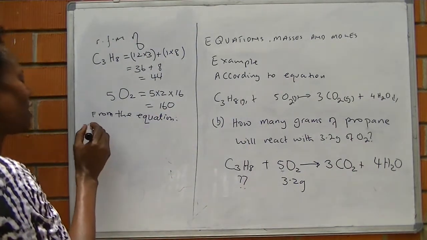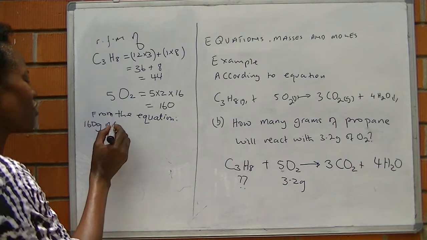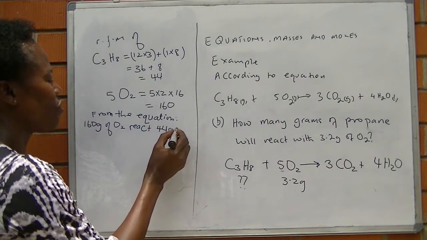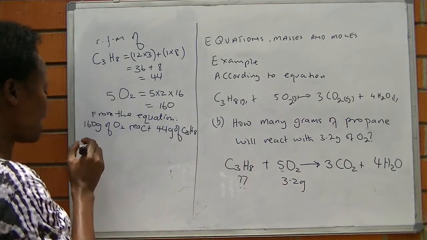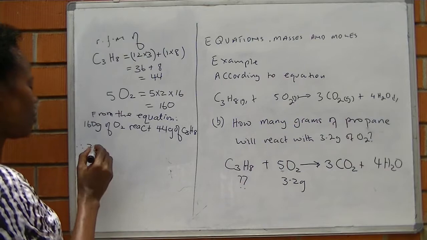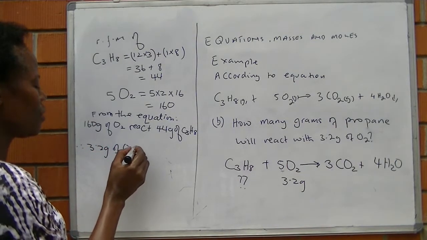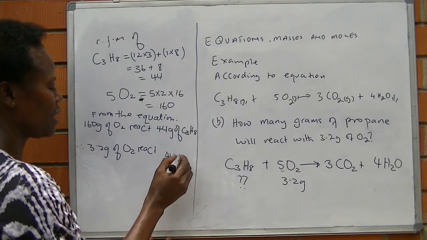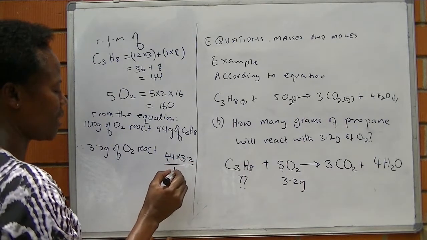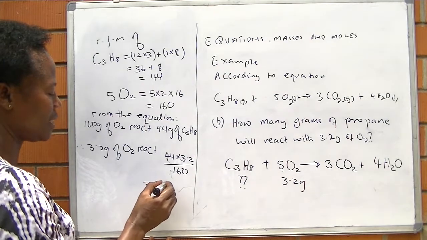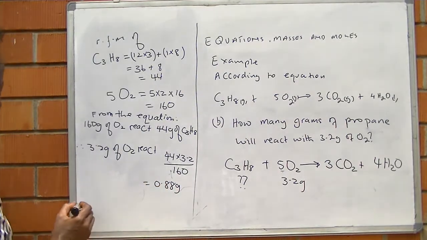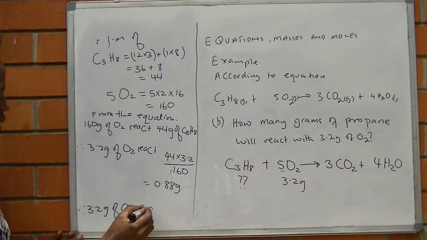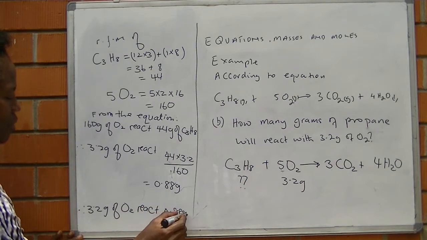How much did we get for oxygen? It was 160 grams of oxygen reacting with 44 grams of propane. Therefore, 3.2 grams of oxygen will react with, we cross multiply 44 times 3.2, then divide by 160, and the answer is 0.88 grams. Therefore, 3.2 grams of oxygen react with 0.88 grams of propane.